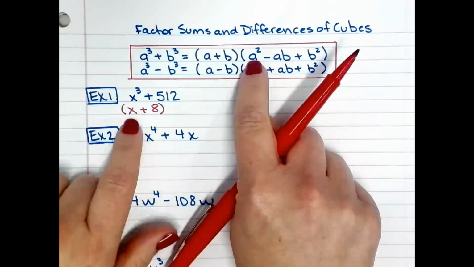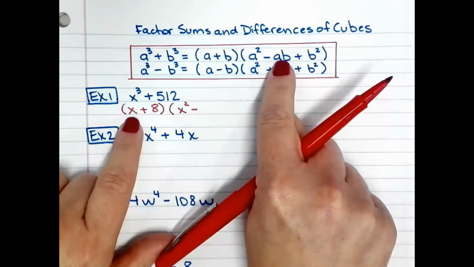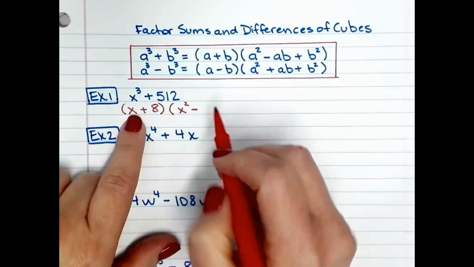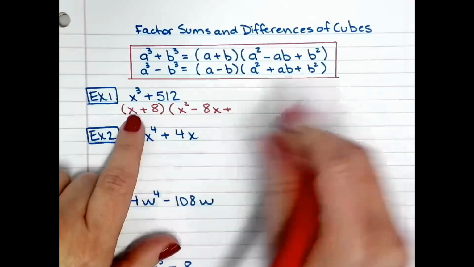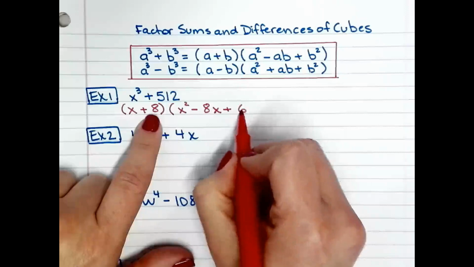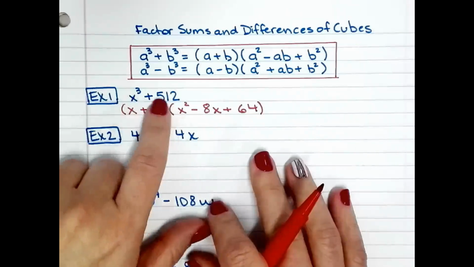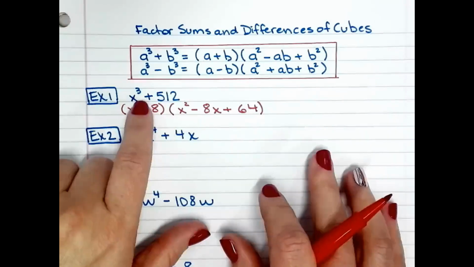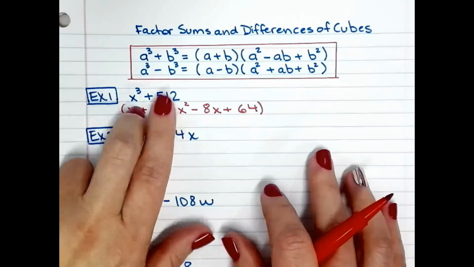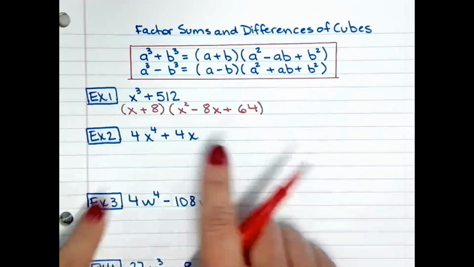So now you square the first one. So x squared minus a times b. You multiply them. And then you square that one. So 64. And that's all we're doing. And always try to look for the GCF, but in this case you don't have a GCF between this and this. That's why you just apply that.